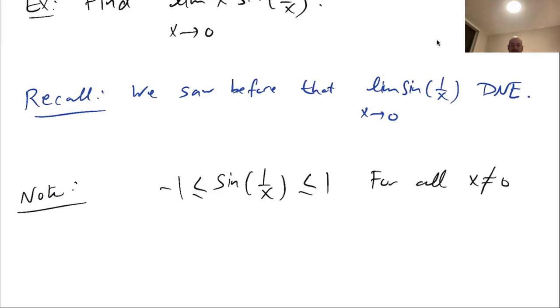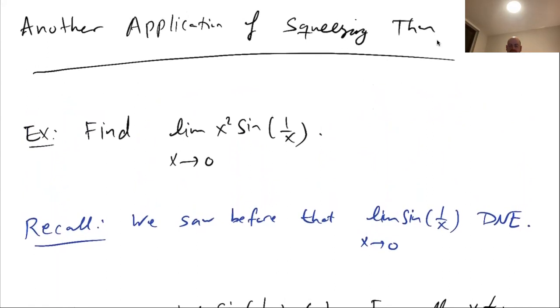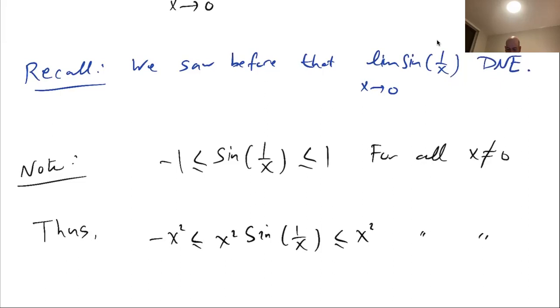For x equals 0, this is undefined because 1 over 0 is undefined. But for every other number, sine 1 over x is the sine of some number, some angle, and sine is always between -1 and 1. Now, the expression we have is x squared times sine 1 over x. So why don't we multiply everything by x squared? Thus, minus x squared is less than or equal to x squared sine 1 over x, which is less than or equal to x squared. Again, this is true for all x not equal to 0.